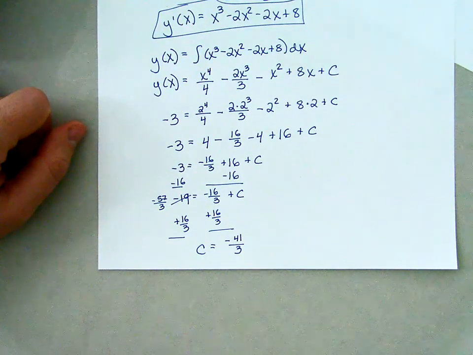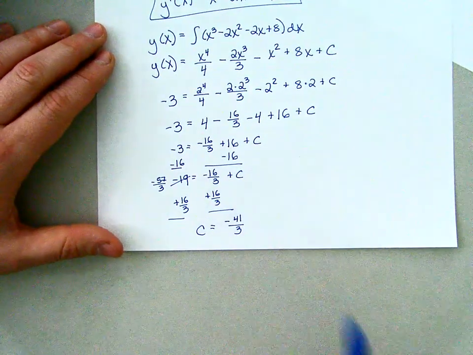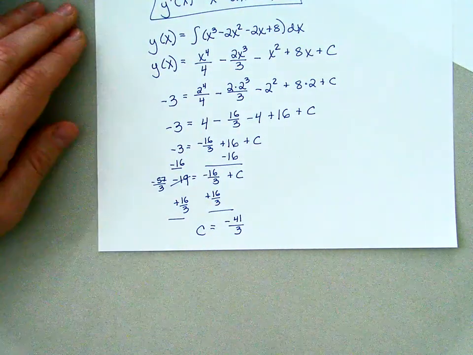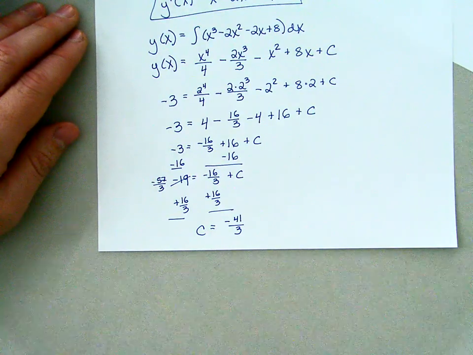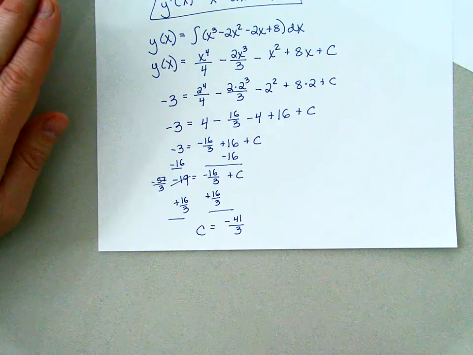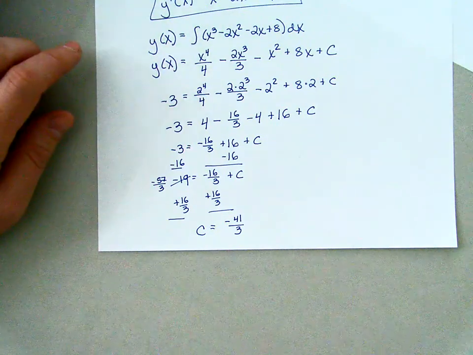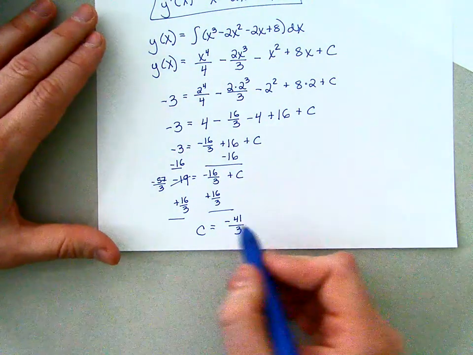After a little bit of work, I didn't feel like doing really complicated fraction stuff, so I just moved everything without a fraction to the other side and then did some common denominator things. I got negative 41/3. This is not your answer, though. What is the answer? Sabrina: the whole thing. Don't just find the c value.